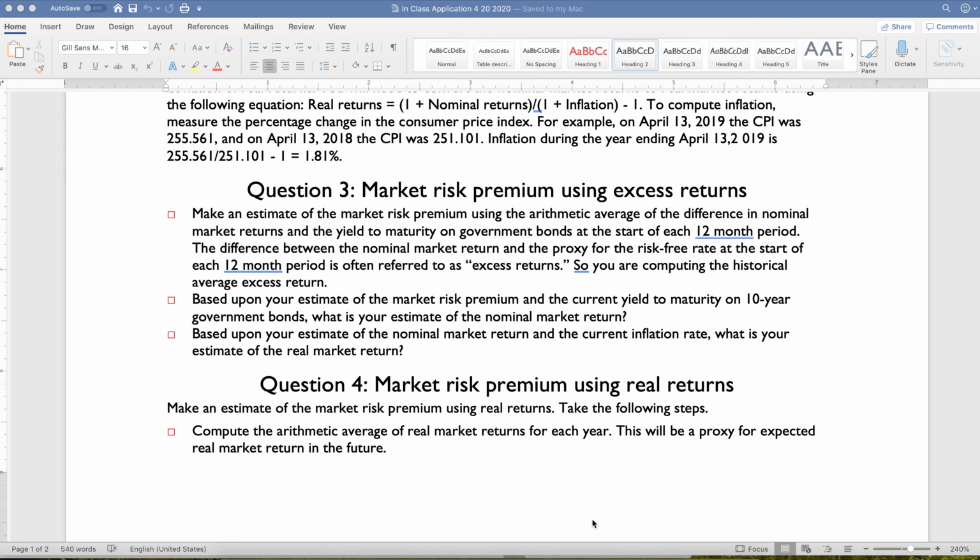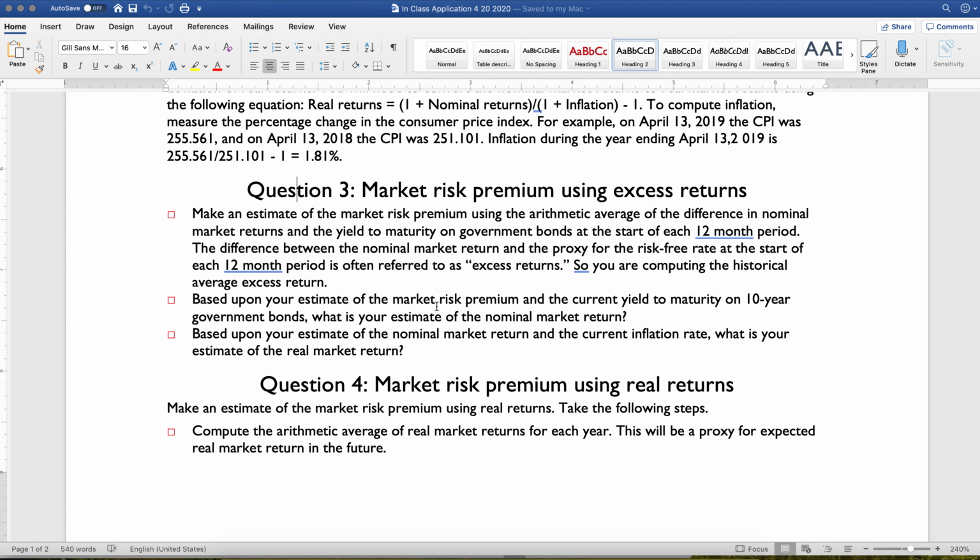Question 3 on the in-class participation asks us to estimate the market risk premium using the arithmetic average of the difference between nominal returns and the yield to maturity on government bonds. The difference between these is often referred to as excess returns. You are computing average excess return.